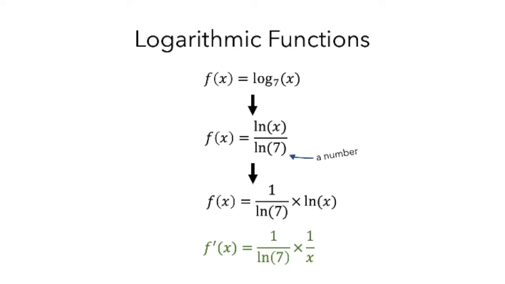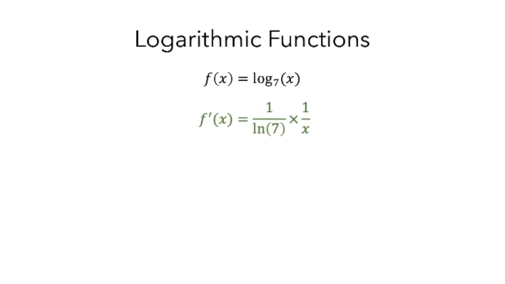And of course, there was nothing special about 7. So this gives us a general rule for the derivative of logarithmic functions. In general, the derivative of log base a of x is 1 over natural log of a times 1 over x.